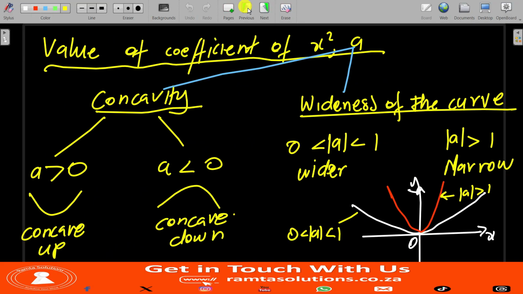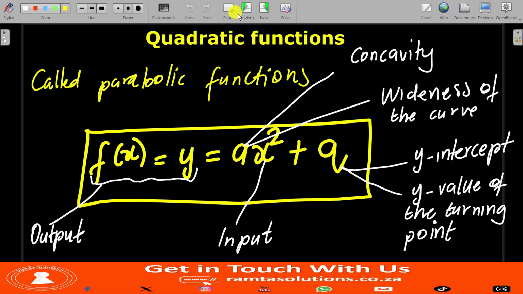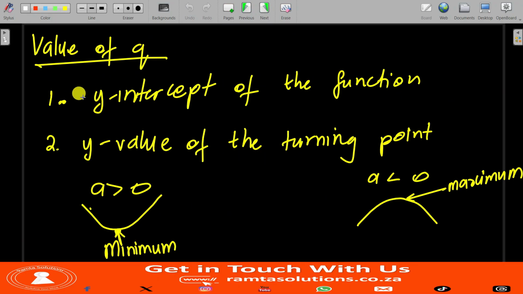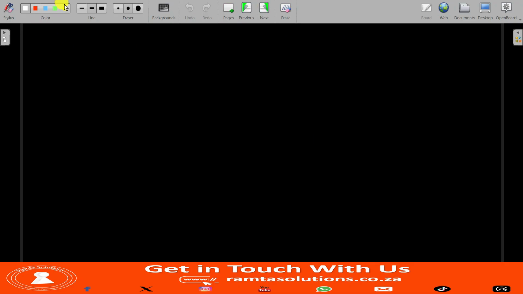And I should also add, before I proceed, there's more. The third point under q is that it also represents a vertical shift.